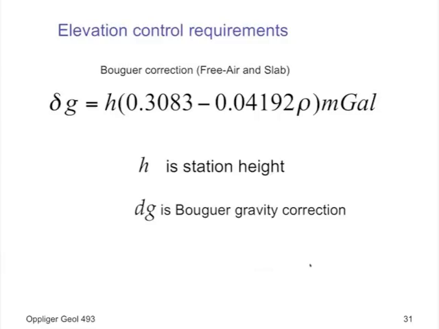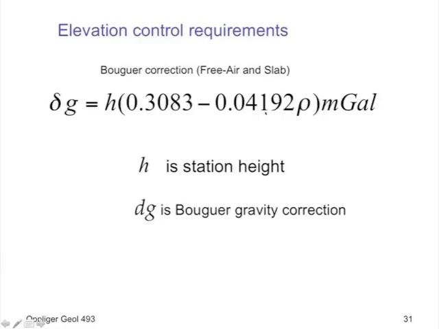Okay, and the equation is just this simple. You take the Bouguer reduction density. That's rho, and a lot of the work we do around here, that's 2.67 grams per cc, and with these constants, the density should be in grams per cc. Multiply that reduction density by 0.04192, and subtract that from 0.3083.